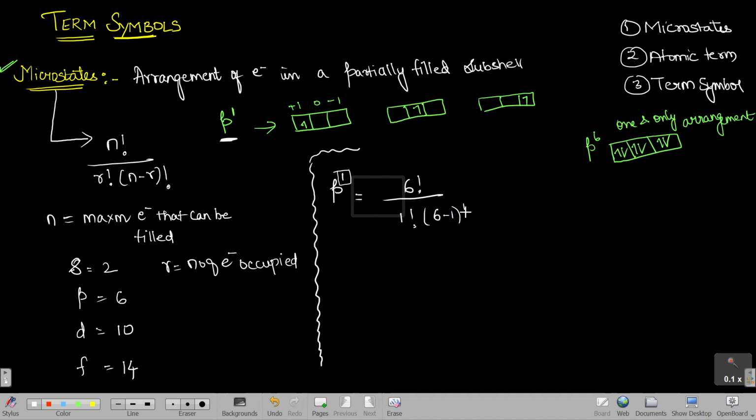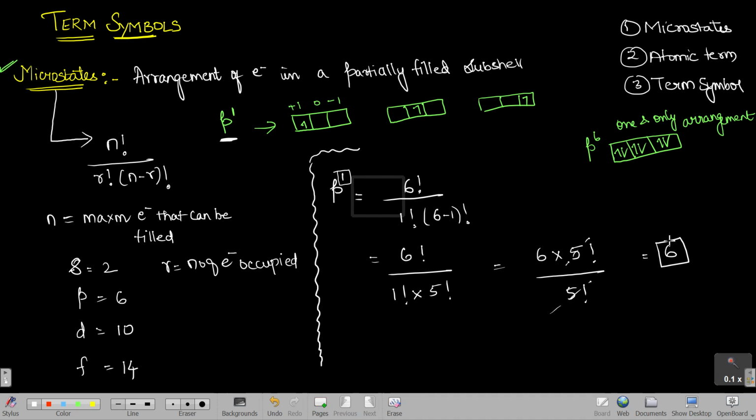So here, 6 minus 1 factorial. If you solve this, 6 factorial divided by 1 factorial into 5 factorial. So 6 factorial you can write as 6 into 5 into 4 into 3 into 2, or the simpler way is 6 into 5 factorial. And here you can write 5 into 1 factorial is 5 factorial. So this 5 factorial and this 5 factorial will be cancelled. So the correct answer is 6.